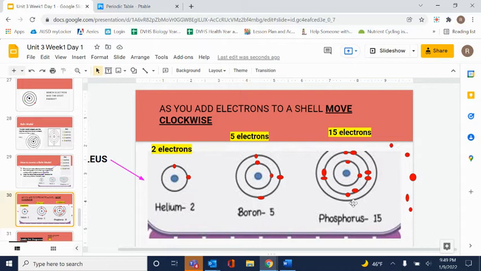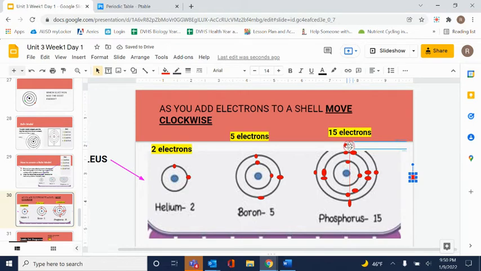So I'm going to add the rest of the electrons that I need to. So I have 1, 2, 3, 4, 5, 6, 7, 8, 9, 10. And again, clockwise, 11, 12, 13, 14, and I need to put one more, 15. And it's right there. I don't know if you can see that. All on the outer ring.